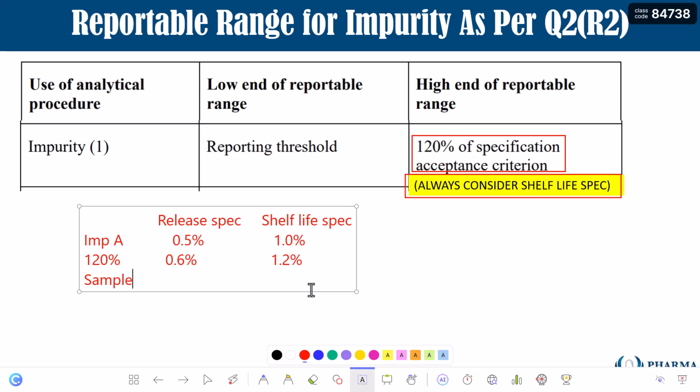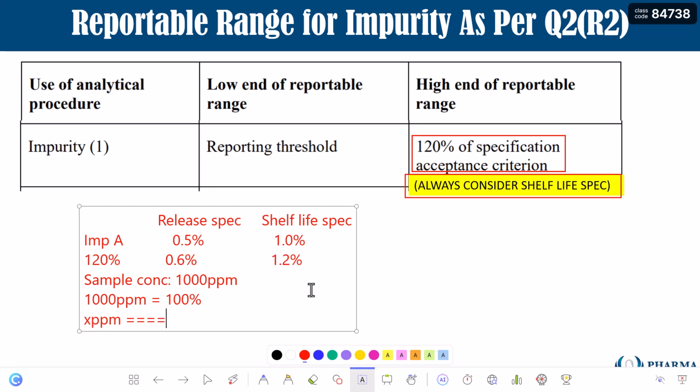Now how to understand this 1.2%? Understand the sample concentration. Let us say sample concentration is 1000 ppm. So 1000 ppm is your 100%, and then calculate this. Our 1.2% is going to be how many ppm? How much is it going to be? 12 ppm if I'm not wrong. 12 ppm, right?